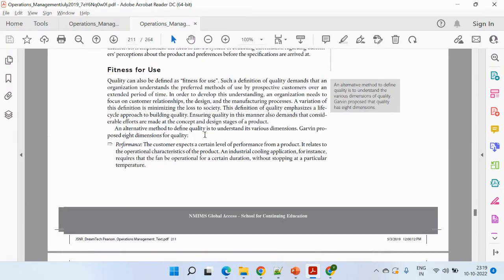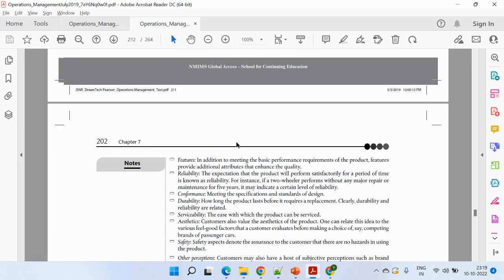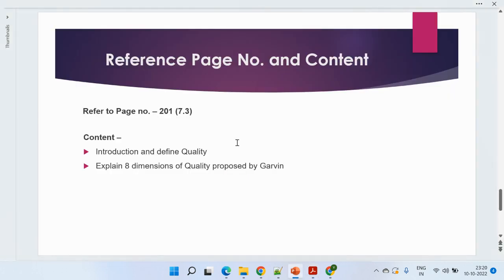And if I talk about the dimensions, in fitness for use, you see that an alternate method to define quality is to understand its various dimensions. Garvin has proposed the 8 dimensions of quality: performance, features, reliability, conformance, durability, serviceability, aesthetics, safety. You need to explain these, not in 2 lines, but in 4 to 5 lines. Just reframe the sentences in your own words so that it covers around 450 to 480 words for the third B question.